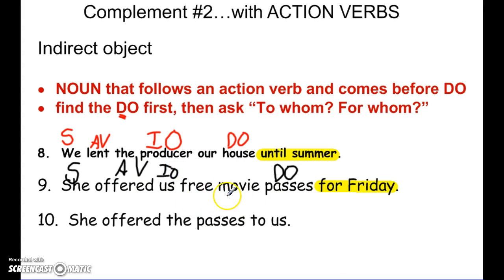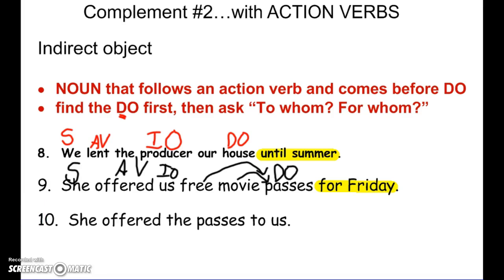Now I do see I've got some extra words in here, and if we really thought about what those words were doing, I'm sure you can figure out that they're describing what kind of passes? Movie passes. So these are just modifiers, they're adjectives. What kind of passes? Free passes. And now I've used all the words in my sentence.